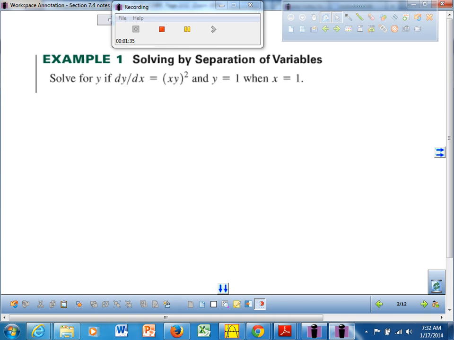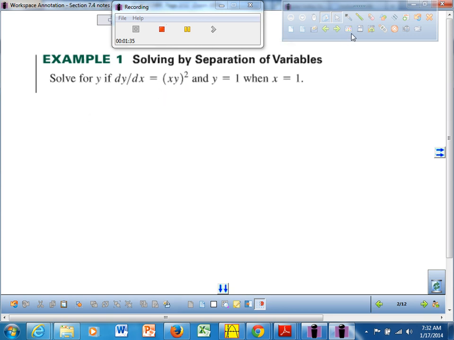We're going to solve for y if dy/dx equals quantity xy squared and y equals 1 when x equals 1. What does it mean to solve a differential equation? What are we looking for? The original function. We're looking for y. So if the directions only say solve dy/dx equals xy quantity squared, you know you're looking for y. Okay? So what would we do here?